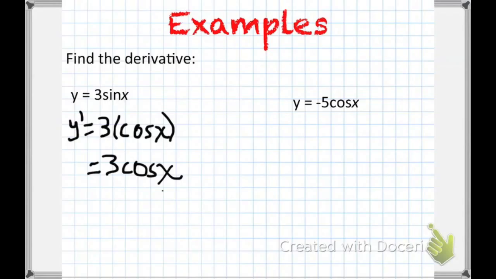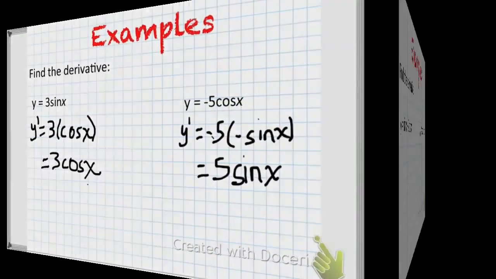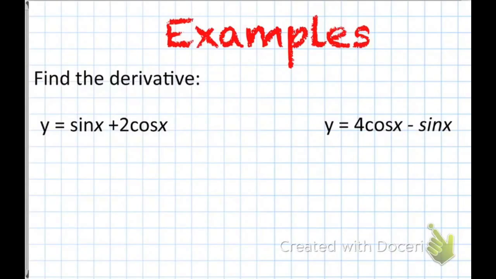And now for this one, we would do the same thing. y prime equals negative 5, which is a constant, and the derivative of cos x is negative sine x. And then we just expand this. Negative times negative is a positive. So the answer is 5 sine x.